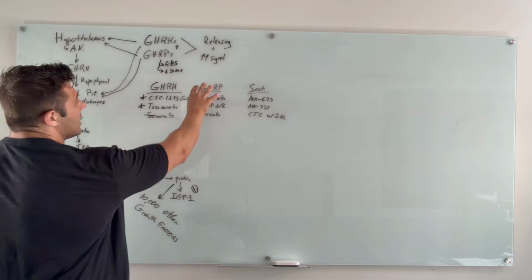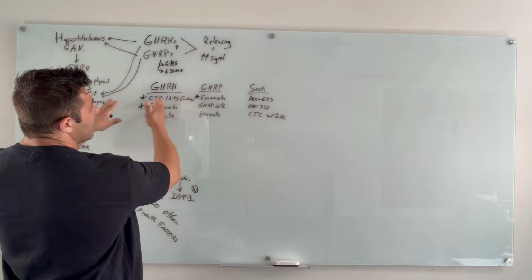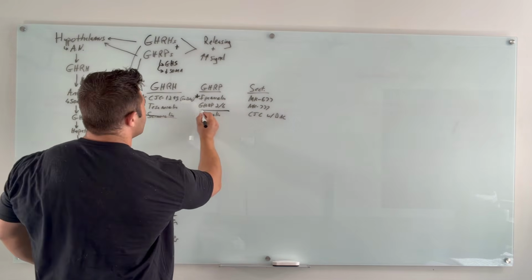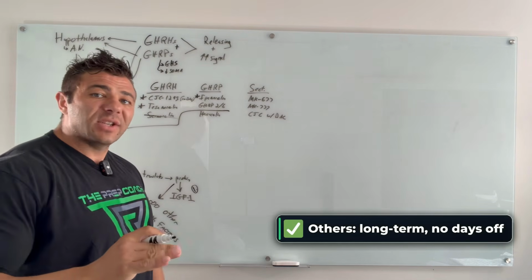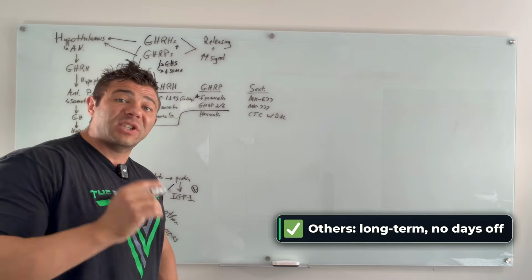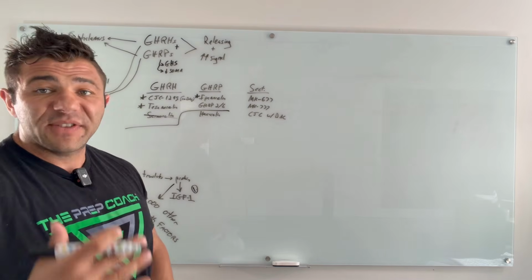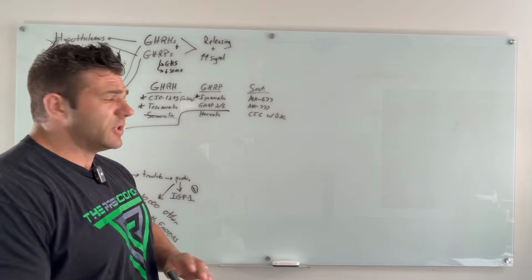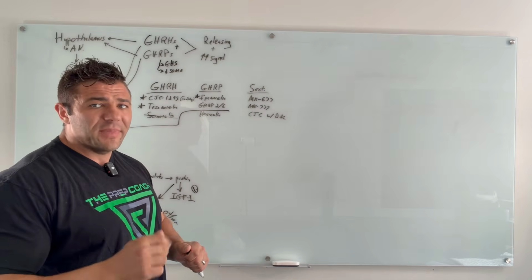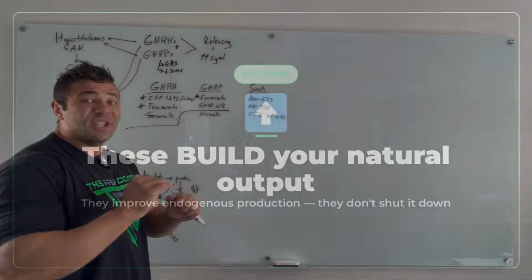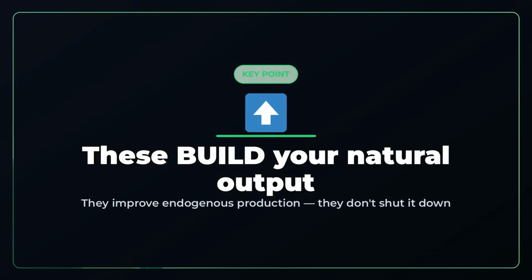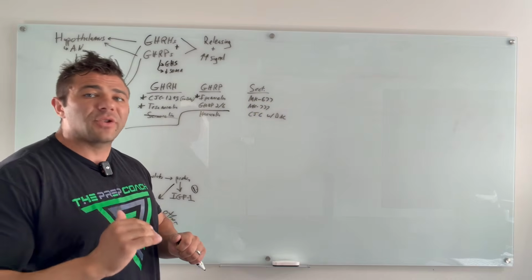But these other players, everything here that's not hexarelin, those can be taken long-term, no days off, zero problems. If you're going supraphysiological, accumulating negative side effects, there's problems. But that's a dosage problem. It's not a duration problem. This is improving your endogenous natural production. It is not shutting down natural production. And to take it a step further, exogenous growth hormone does not cause natural suppression.